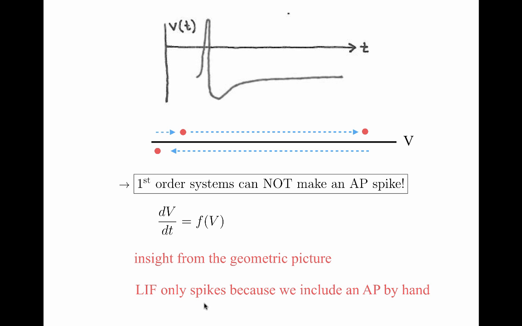How do we get a system to spike? How do we generate a voltage trace that looks like this? We have to add a bunch more variables, and we saw that in the Hodgkin-Huxley model. In order to produce an action potential or spike, which is biophysically meaningful, we had to introduce 3 additional gating variables, m, n, and h. And we'll return to that later in this lecture.